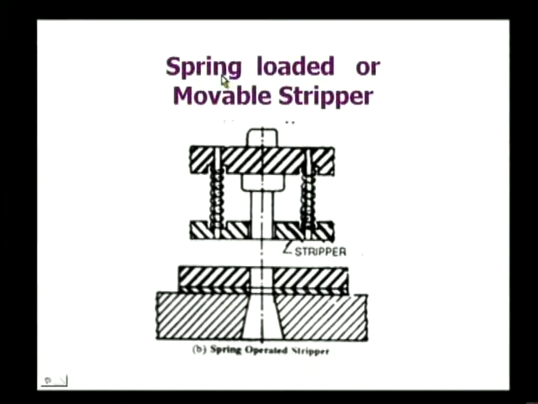Here this is an example for a spring loaded or movable stripper. So, here this is a die and a die cavity, and this is the stripper here. So, the stock is moved like this, and after the punching operation, this stripper exerts some pressure on the remaining stock material. As a result of this, the stock material is kept in position.